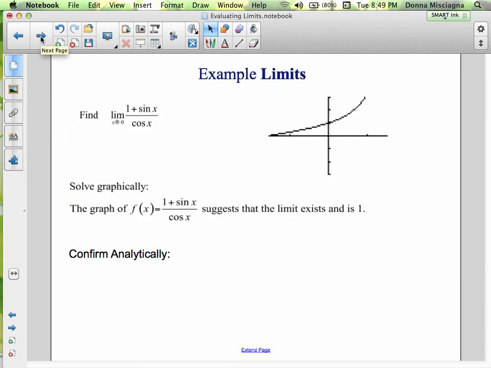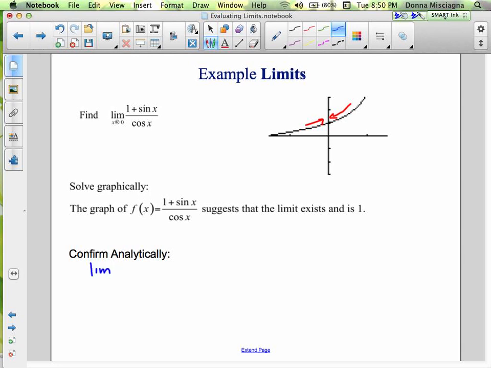All right, so we want to find the limit as x approaches 0 of 1 plus sine x divided by cosine x. Here we look at the graph. We're looking as x approaches 0 right here. As x approaches 0 from the left and from the right, it looks like our limit exists and it's equal to 1. Let's confirm that analytically. When we confirm it analytically, we're going to do something algebraic to find our limit. In this case, let's use direct substitution.